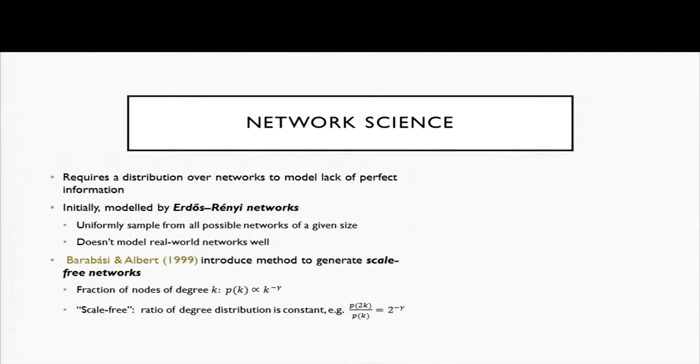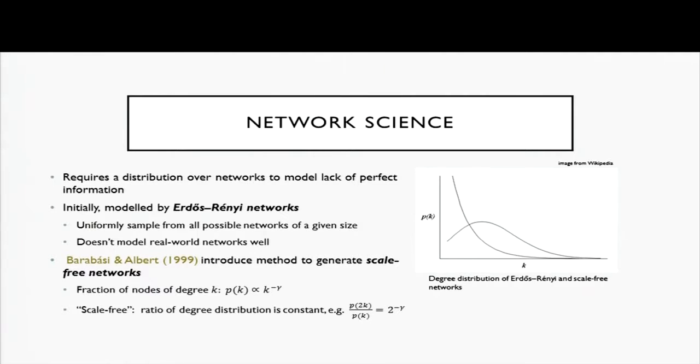And the term scale-free here comes from the fact that if I take the ratio of the degree distribution for, say, degree 2k and k, then I actually end up with a constant factor here, 2 to the minus gamma. So no matter how big my graph is, it could be 1,000 nodes, 1,000,000 nodes, the ratio of the number of nodes with 2k degrees is always constant. And that's where you get scale-free.